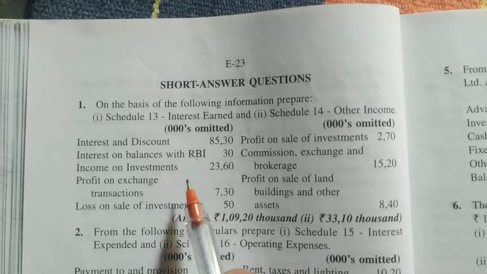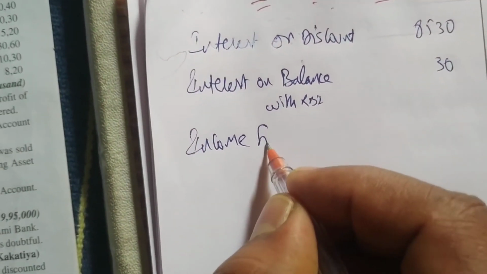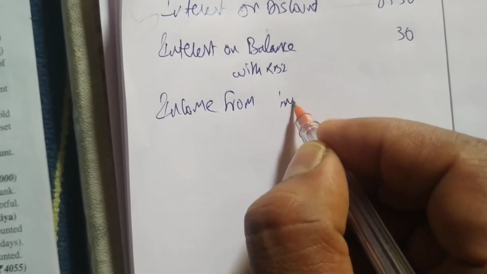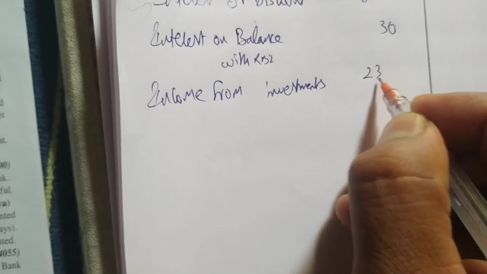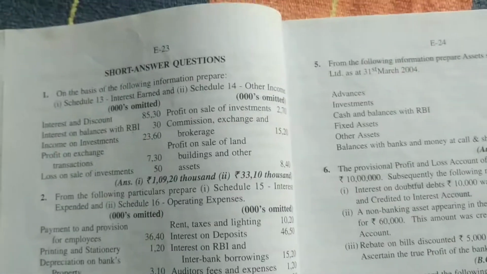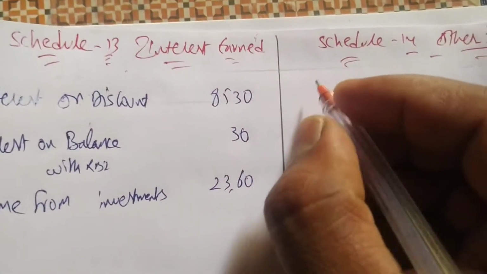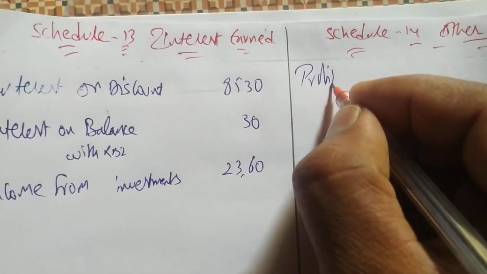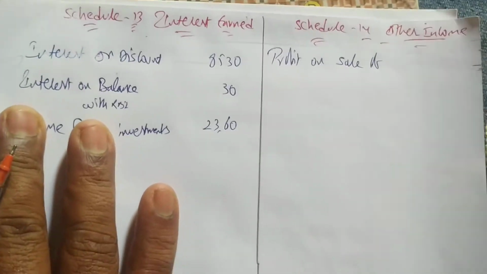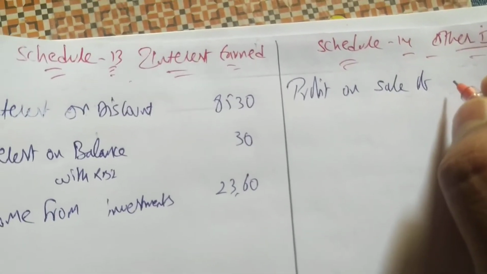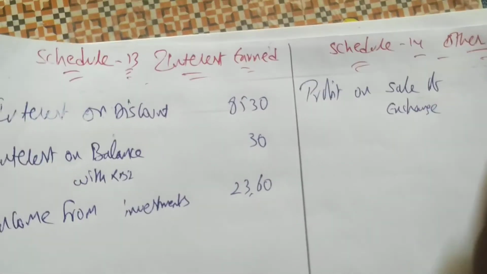Next we are having income from investment, that also comes here in schedule number 13. Income from investments is 2360. Okay, next we are having profit on sale of exchange transaction 730. So we'll write that under other incomes, profit on sale of exchange transaction. Amount is 730.